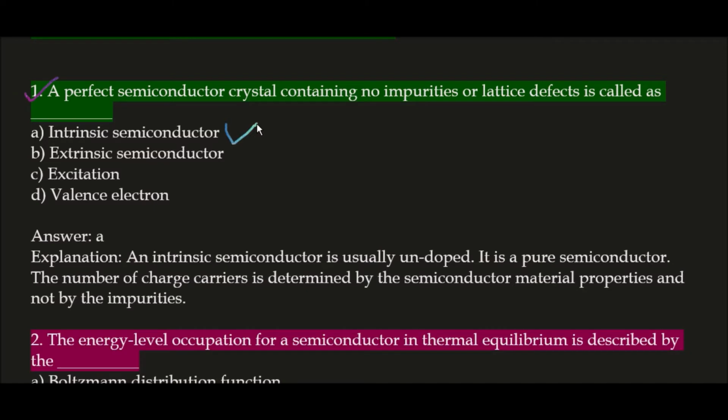An intrinsic semiconductor is usually undoped. It's a pure semiconductor, right? The number of charge carriers is determined by the semiconductor material's properties and not by the impurities. So, a perfect semiconductor crystal containing no impurities or lattice defects is called an intrinsic semiconductor.